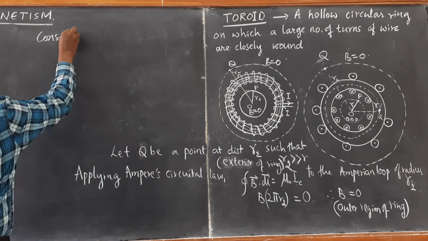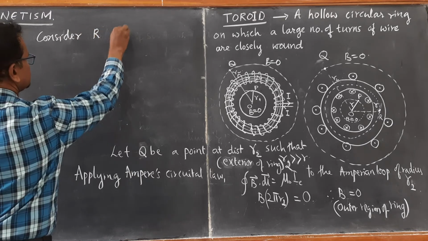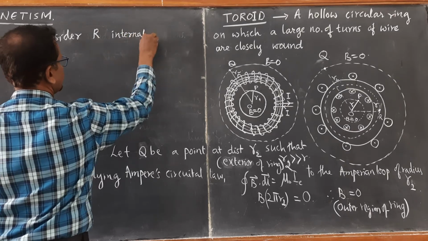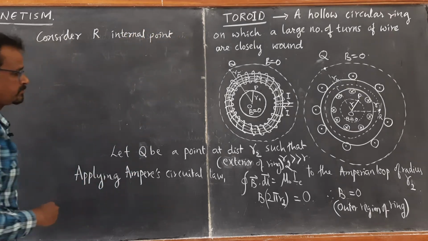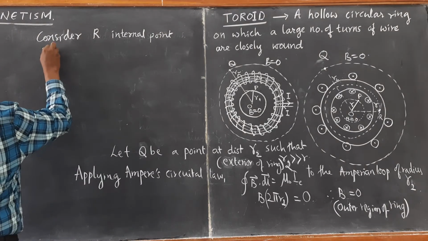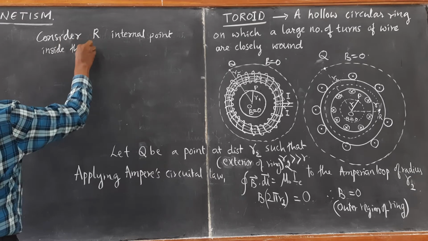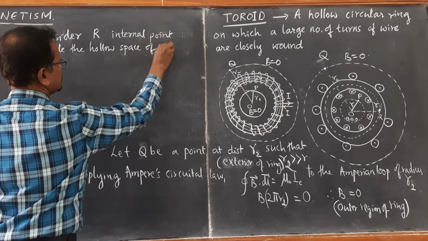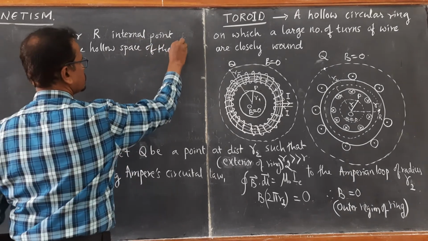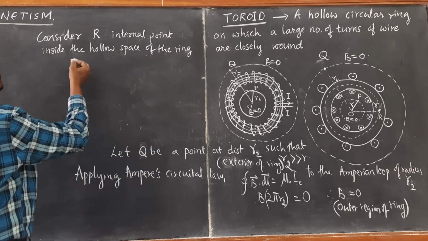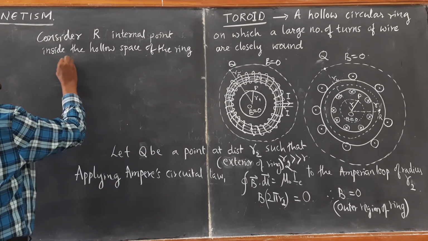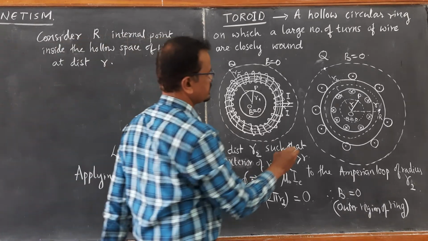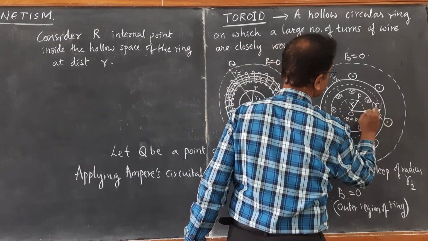Consider R, an internal point inside the hollow space of the toroid, or hollow space of the ring. Okay. So, let us say that it is at distance r, at average radius distance.